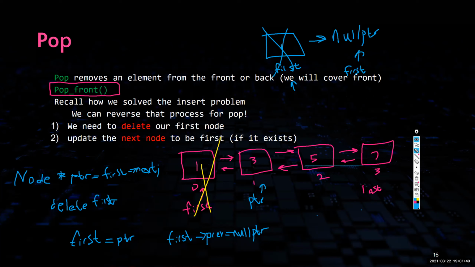Any questions about this? I just have a mini question. When you delete first, you said that it doesn't actually delete the variable, the pointer first, but you just delete the datum that first is pointing to. Is that correct? Yeah, it's actually going to delete the node that first is pointing to.